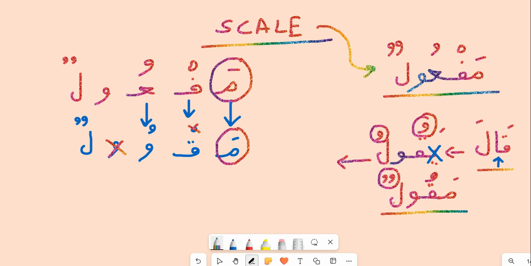Maqulun means something eaten. So now let's go back to the question and we will do the rest of the words. So the next one is Zira, coming from Zara, which means he visited, and Zira means it was visited. So our main past tense is Zara, and the present tense. Remember the structure of the present tense because we will get our scale from the present tense. Yazuru.